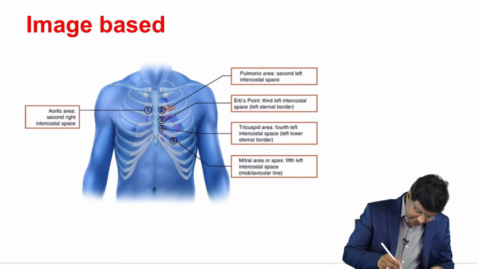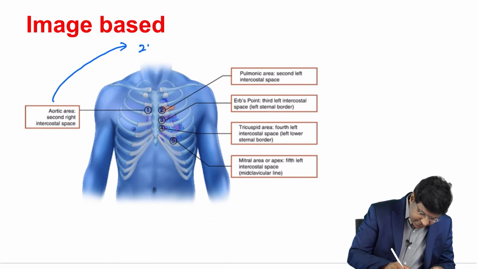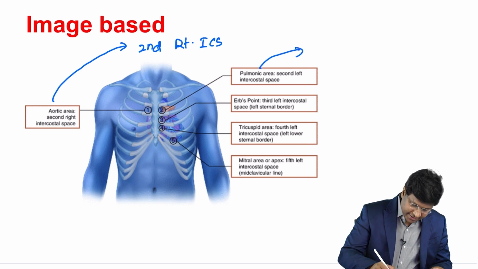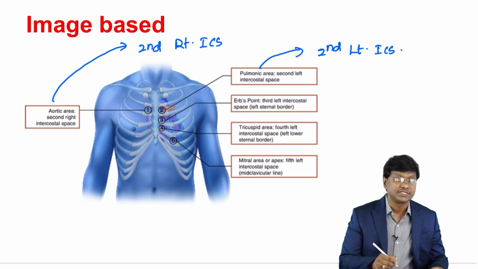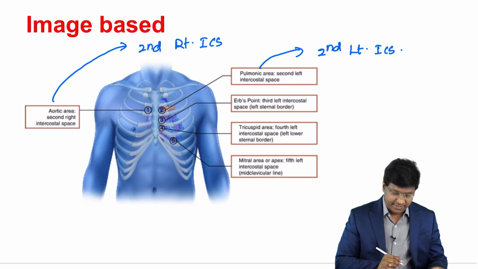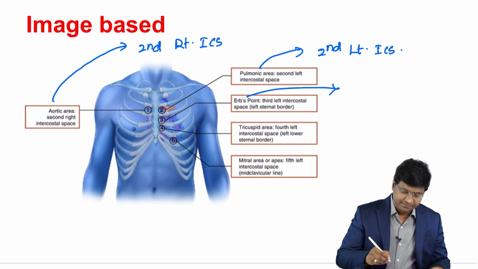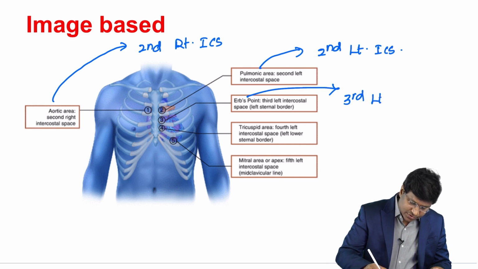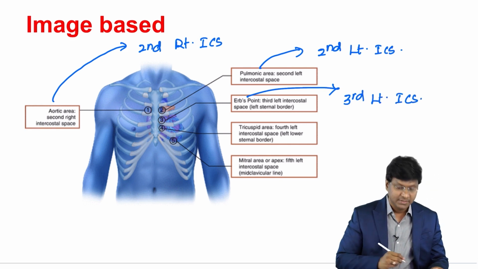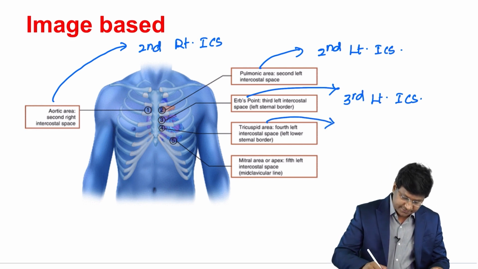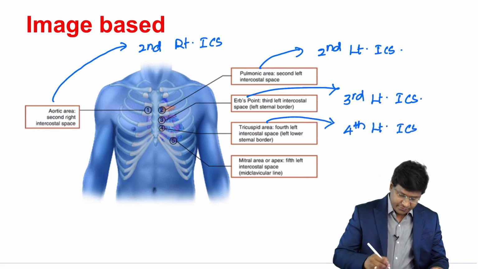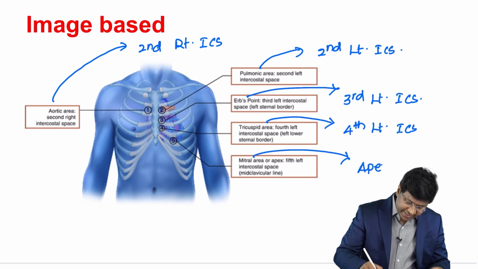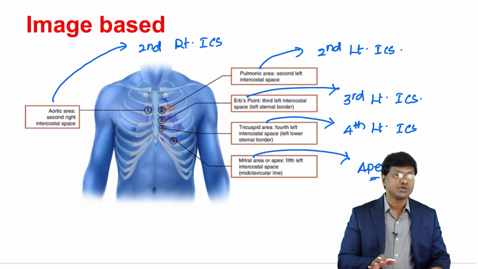Right? And if you take the aortic area, it is present in second right intercostal space adjacent to the sternum. Pulmonary area, this is also present in the second left intercostal space adjacent to the sternum. That will be your pulmonic area or pulmonary area. Then if you take the Erb's point, that is present in third left intercostal space adjacent to the sternum. And tricuspid area, it is present in fourth left intercostal space adjacent to the sternum. Whereas mitral area, it corresponds to the apex of the heart. So these are about the areas of auscultation.